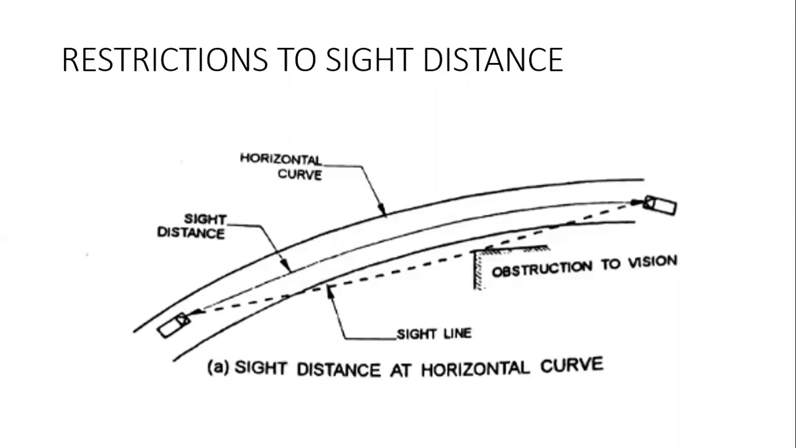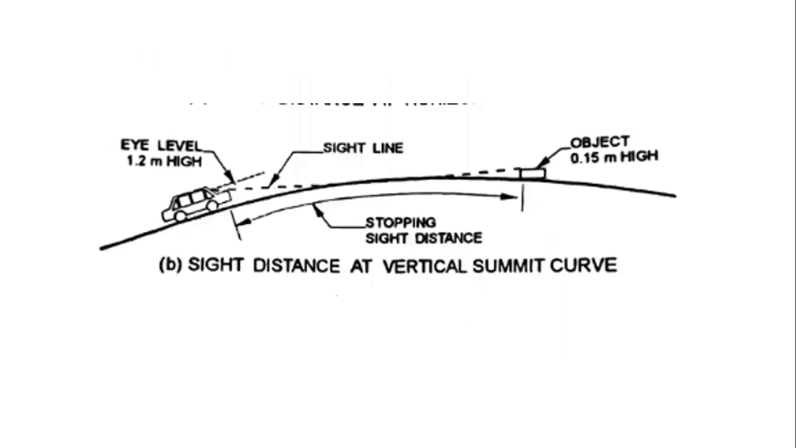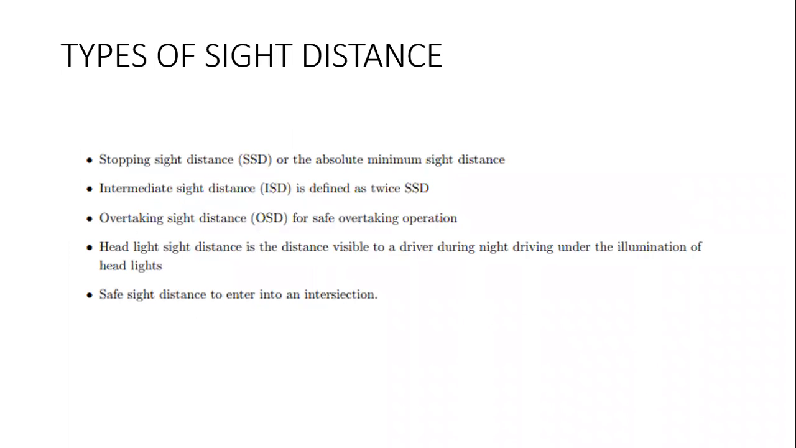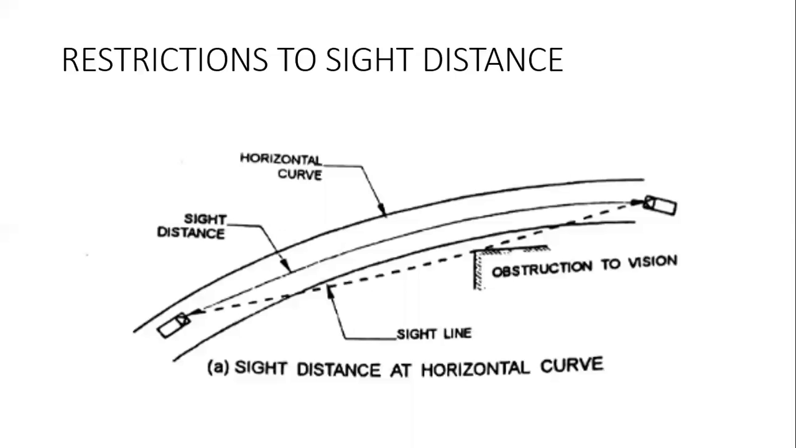Now we are going to see the restriction to sight distance. When the sight distance gets blocked, when you do not have a proper sight distance, that is what we are going to study today. So the restrictions to sight distance. There are different scenarios as you can see here, and we'll see each scenario in detail.